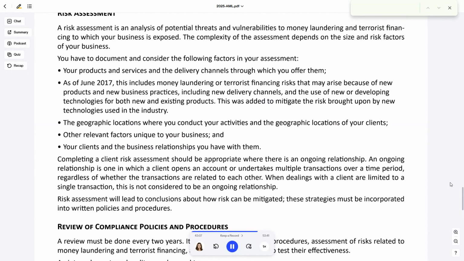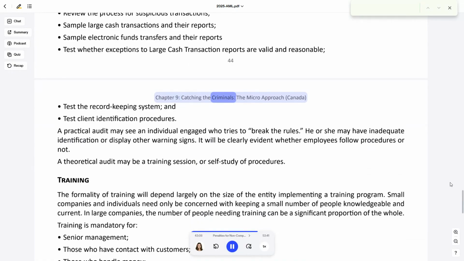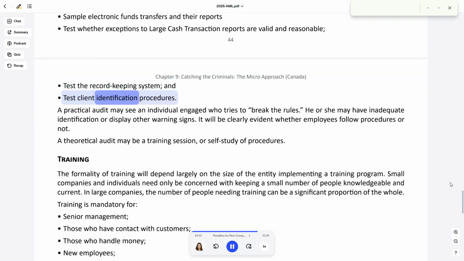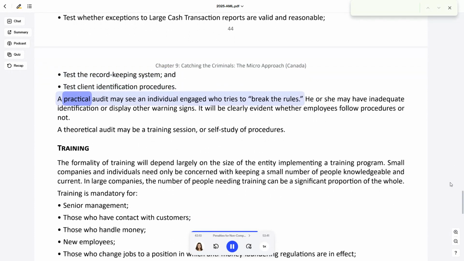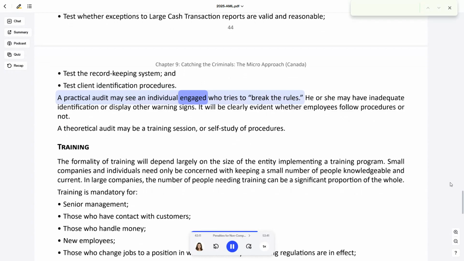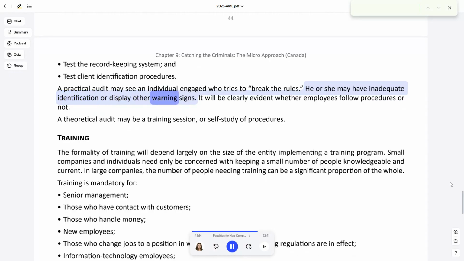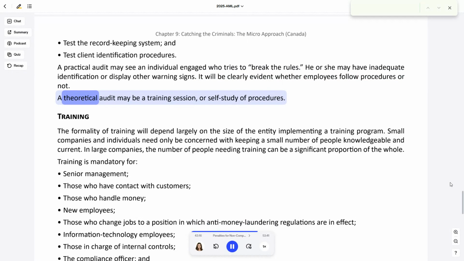Chapter 9, Catching the Criminals, the Micro Approach. Canada. Test the record-keeping system, and test client identification procedures. A practical audit may see an individual engaged who tries to break the rules. He or she may have inadequate identification or display other warning signs. It will be clearly evident whether employees follow procedures or not. A theoretical audit may be a training session or self-study of procedures.